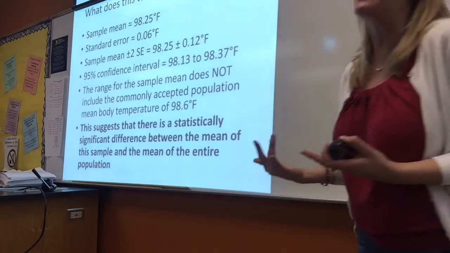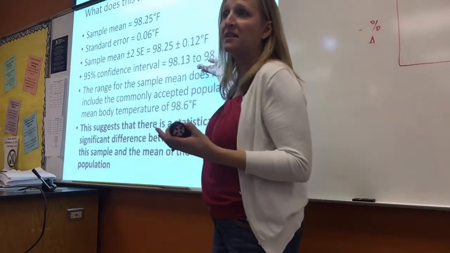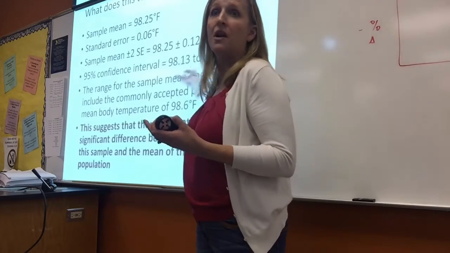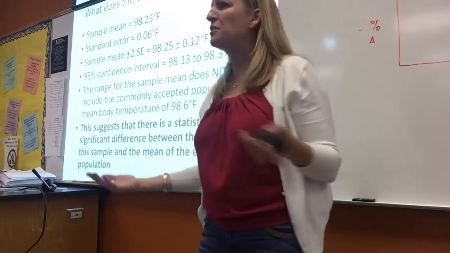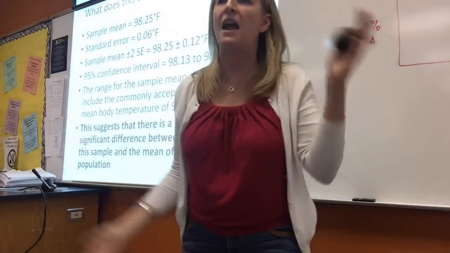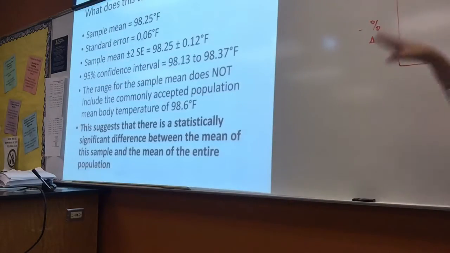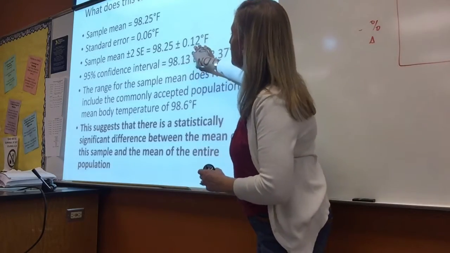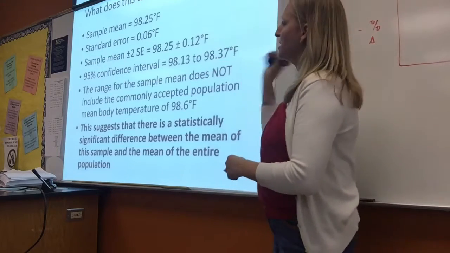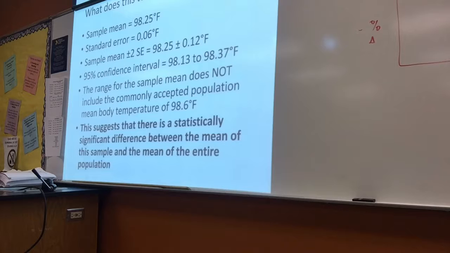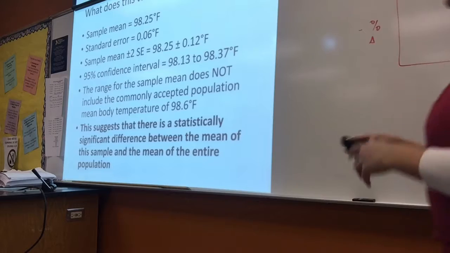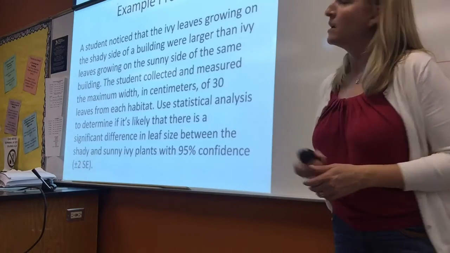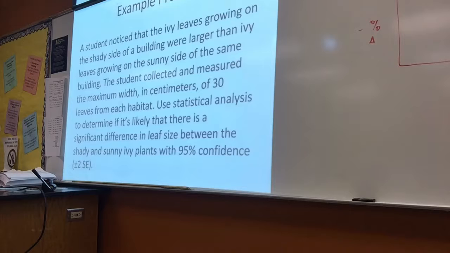All right, so what does that mean? There could be something else. Could something else be affecting their temperature so it's not just natural variation? Absolutely. Maybe there's some kind of sickness or something. I don't know. So that's what this means: there is some statistical difference between the mean of this population and the overall population. So it tells us something in addition to just what the mean is, and that it's different than the larger mean of the population.